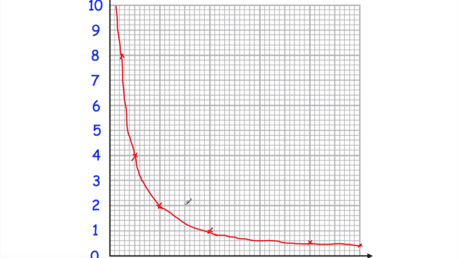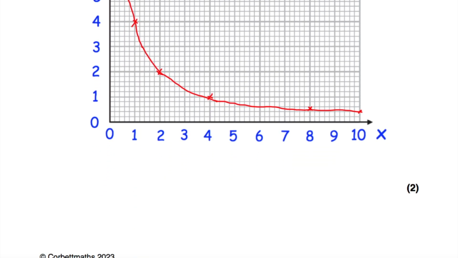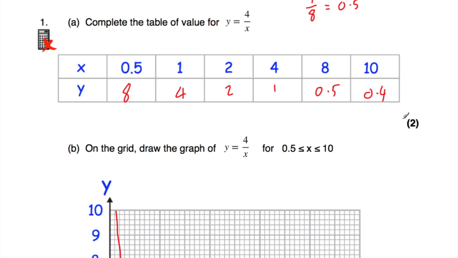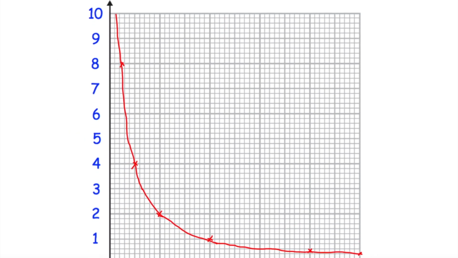As you can see here, the curve approaches the x-axis but never reaches it, and approaches the y-axis and never reaches it. So the curve looks something like that. That's the graph of y equals 4 over x. And that's all we've been asked to do, is to draw that graph. So we've completed the table and we've drawn the graph of y equals 4 over x.